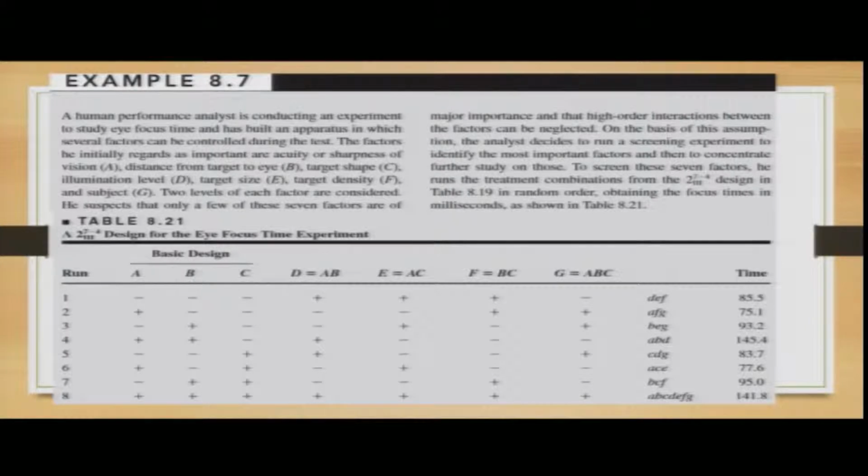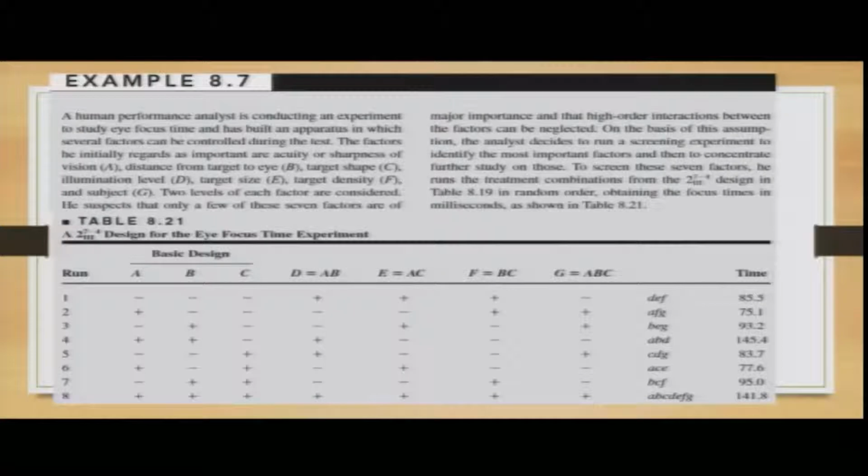So, say for example, you combine A, B, or A, C, or A, D, E, whatever the combination. Obviously, you can combine 2 at a time, 3 at a time, 4 at a time, and continue till the highest level. On the basis of this assumption, the analyst decides to run a screening experiment to identify the most important factors, and then to concentrate further and do the analysis in more detail.